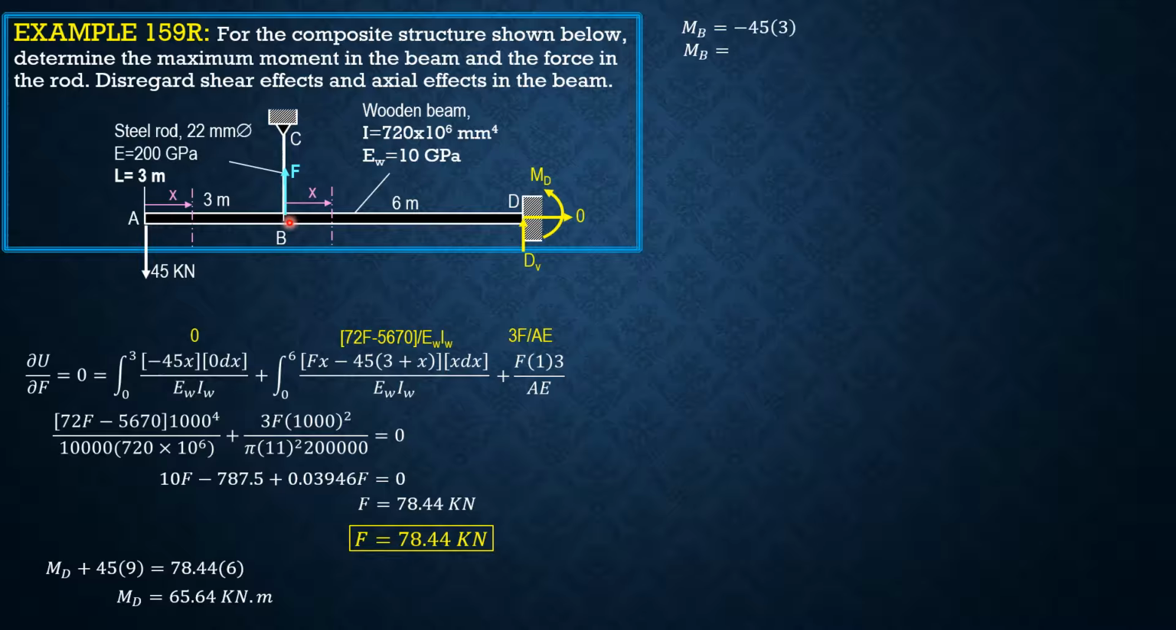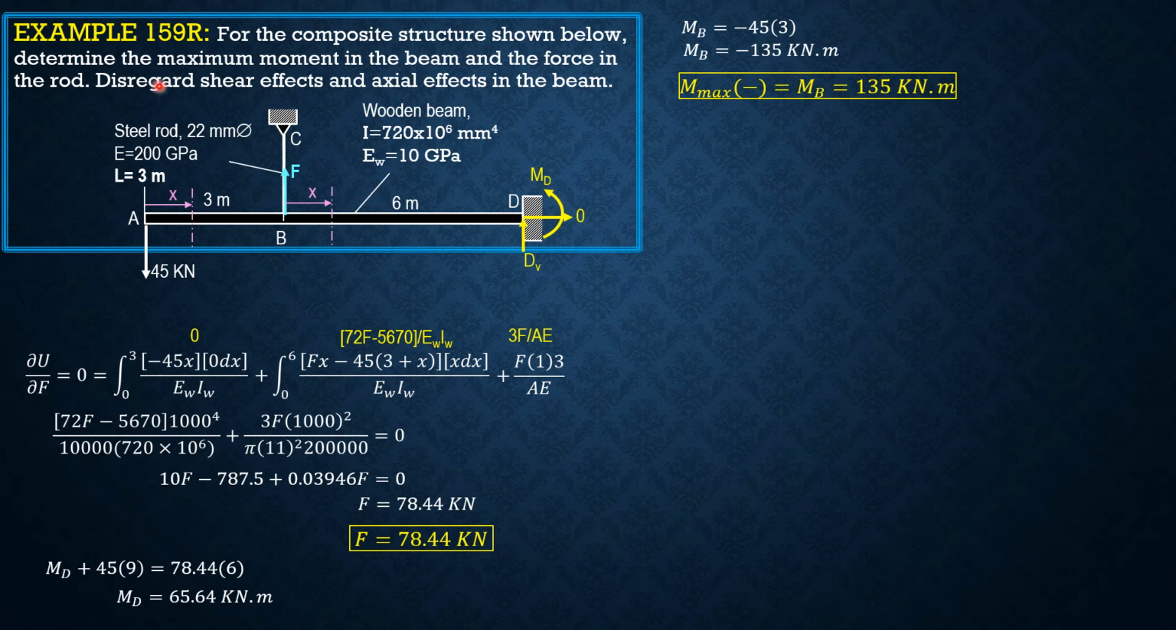Since the moment at B is greater in magnitude, the maximum moment in the beam therefore is 135 kilonewton meter, and it is negative. So that's it for this problem.